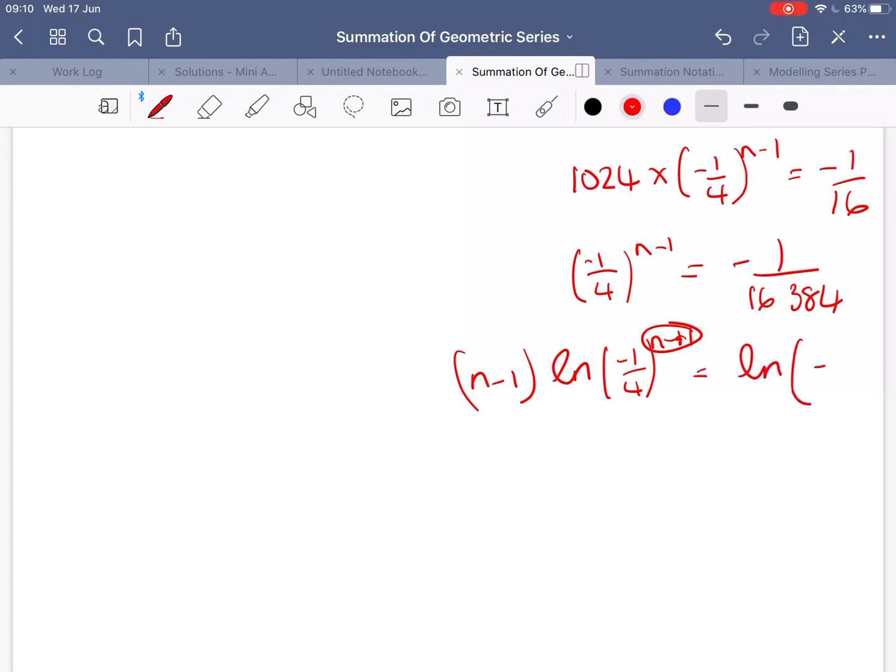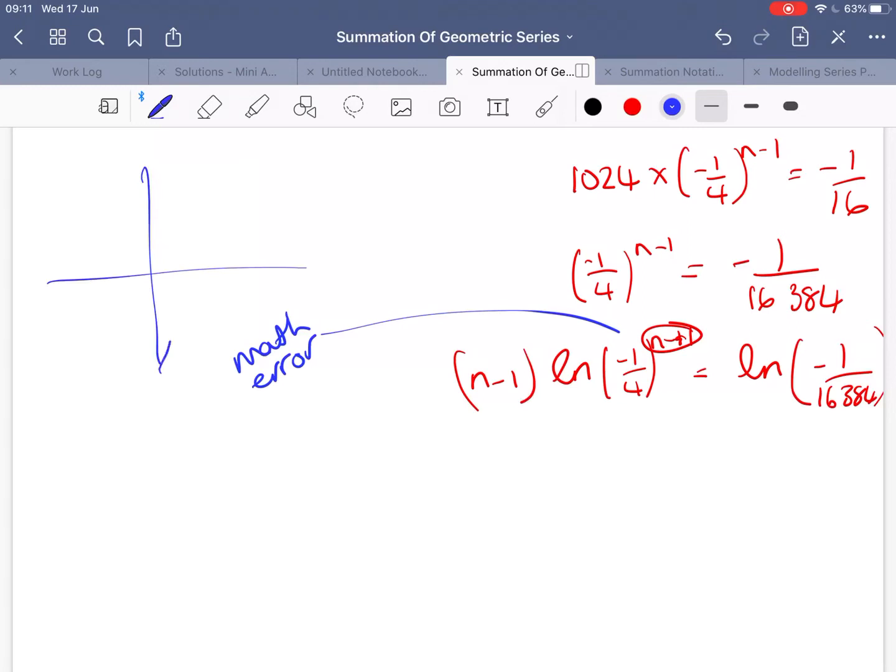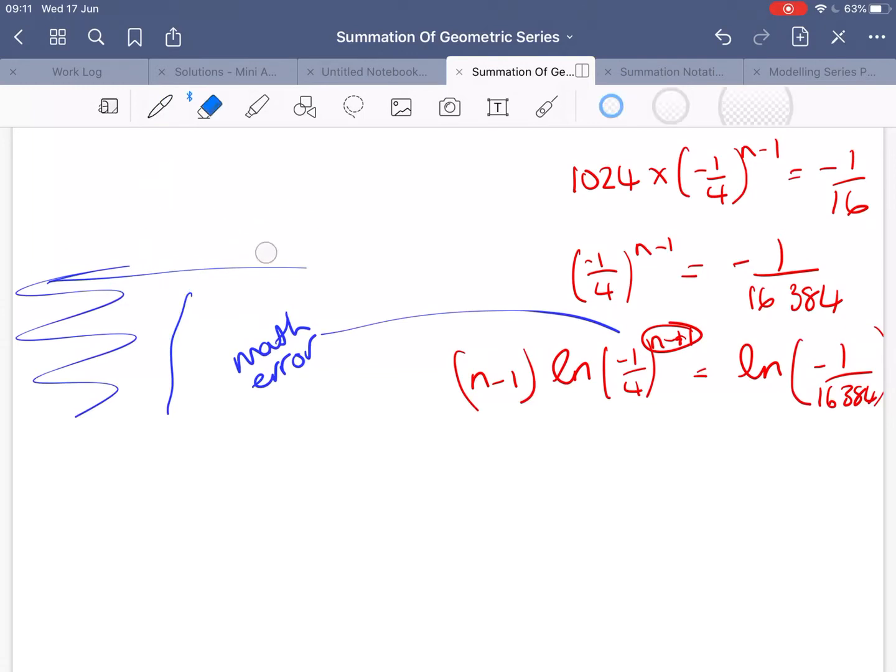equals the natural logarithm of minus 1 over 16,384. If you try and do that with your calculator it will go math error. That's because you can't take the logarithm of a negative number. If you think about the graph of logarithms, it is never in the negative x. So there's no such thing as a logarithm of a negative number, so you can't do it.